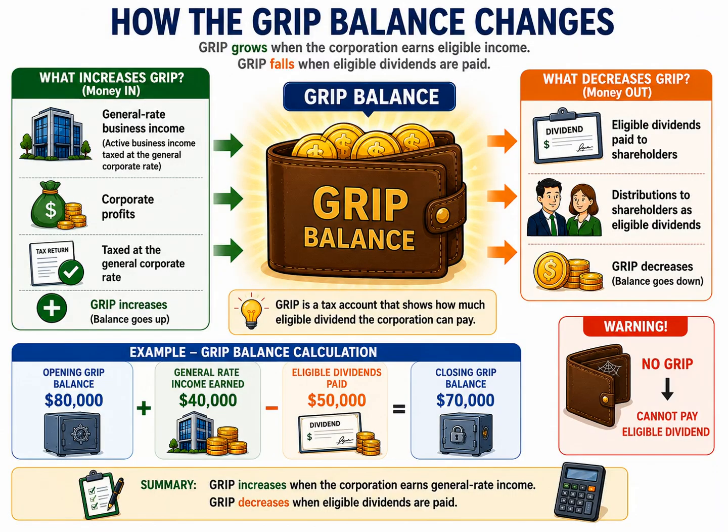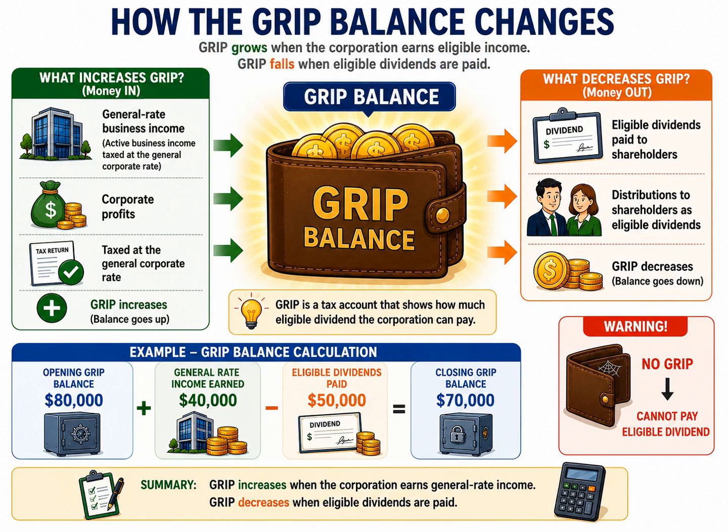Now that we understand what GRIP is, let's see how the GRIP balance changes over time. Think of GRIP as a special wallet that keeps track of the corporation's ability to pay eligible dividends. Just like a bank account has deposits and withdrawals, the GRIP balance also increases and decreases as different corporate events occur. Let's start with what increases the GRIP balance.